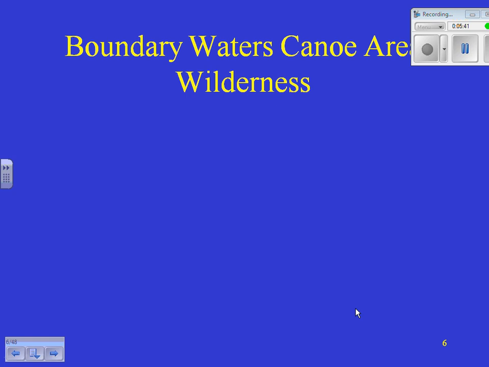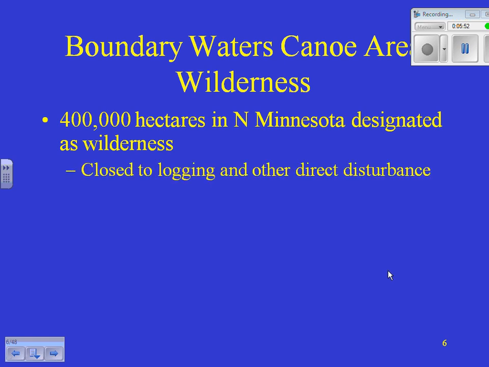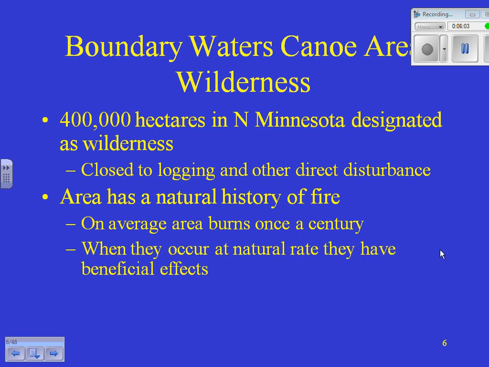An example the book gets into on page 182, or 10.1, is the Boundary Waters Canoe Area Wilderness. There were about 400,000 hectares in northern Minnesota designated as wilderness. They were closed to logging and other direct disturbances. The area had a natural history of fire, on average burning about once a century.